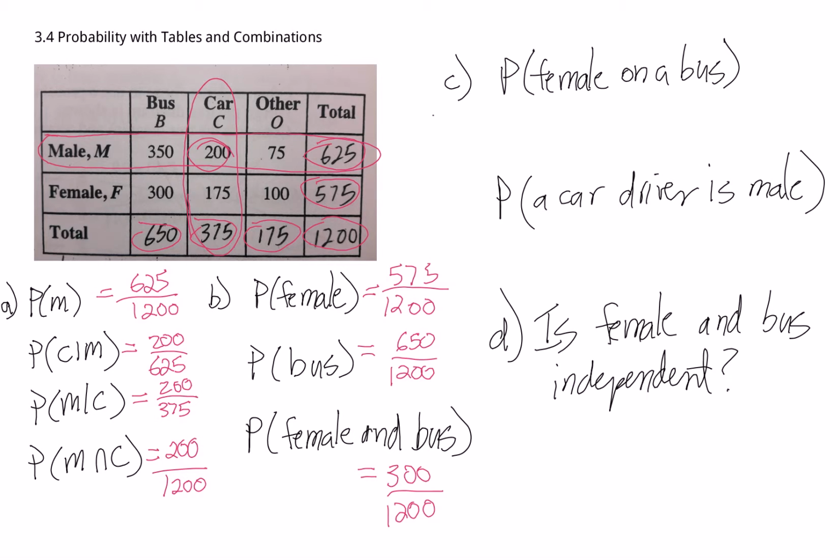Letter C is saying, how many females that we have that are already on a bus? We know out of just the bus kids, we're looking for the females. So that'd be 300 out of the bus kids, which are 650.